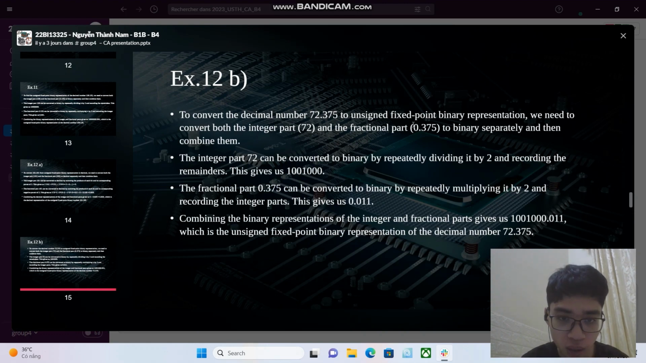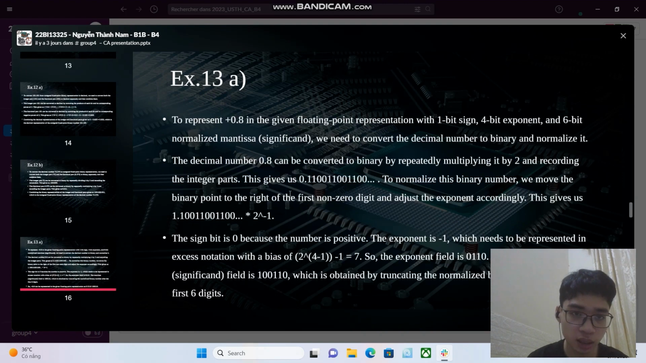The fractional part 0.375 can be converted to binary by repeatedly multiplying it by 2 and recording the integer part. This gives us 0.011. Combining the binary representation of the integer and fractional part gives us 1001000.011, which is the unsigned fixed point binary representation of the decimal number 72.375. And move to the next exercise.